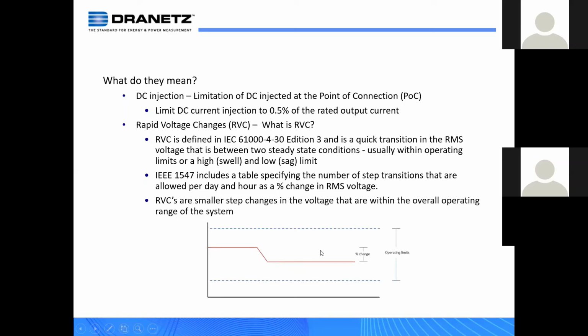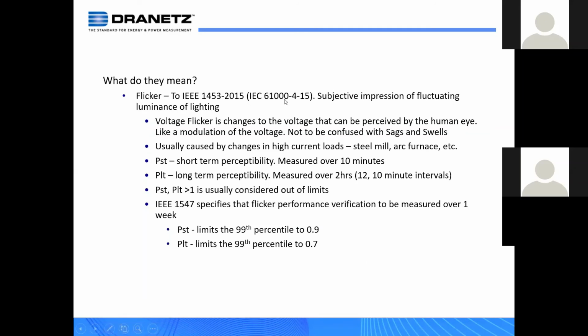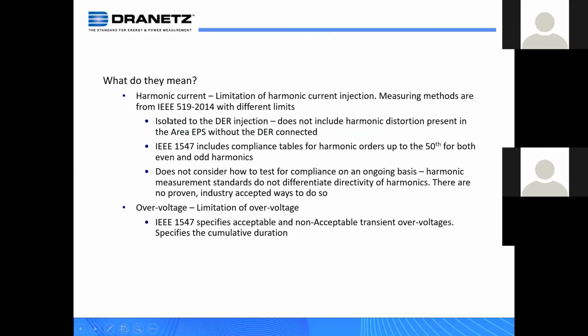That's what rapid voltage change is. More of a European concern, an international concern outside of the United States. Flicker I mentioned before, that's the PST and PLT, short-term flicker, long-term flicker. They gave statistical requirements for that. These are things that are measured by any product that's IEC 61000-4-30 Class A, Edition 3 compliant, as well as the harmonics. These are the harmonics that we spoke about before.